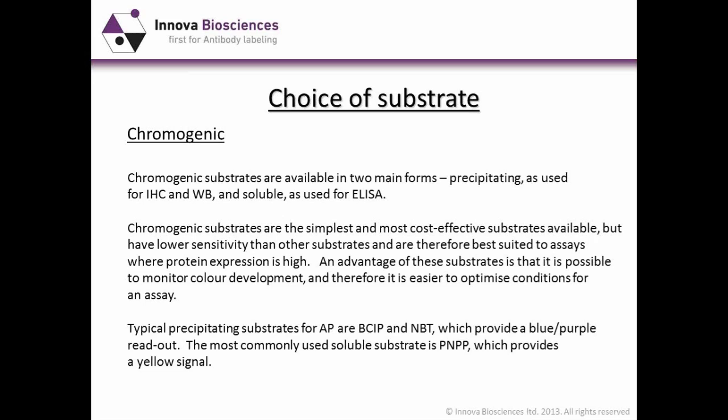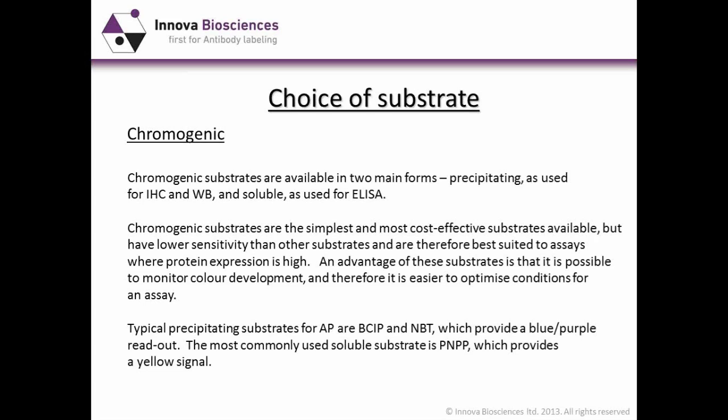I'd just like to spend a few moments talking about the choice of substrates for alkaline phosphatase, which is obviously an important issue if you're using the enzyme in an immunoassay situation. I'd like to start with the simplest and most commonly used substrates, the so-called chromogenic substrates. These are available in two main forms: the precipitating substrates, which, as the name suggests, result in an insoluble reaction product being produced, and they're particularly used for immunohistochemistry and Western blotting, and then the soluble substrates as used in immunoassays such as ELISA.